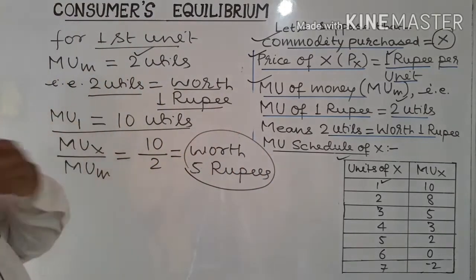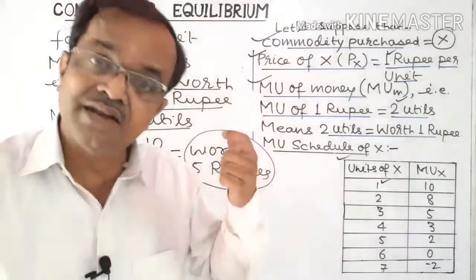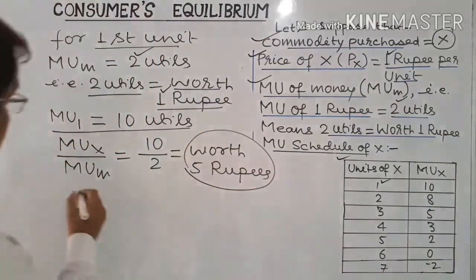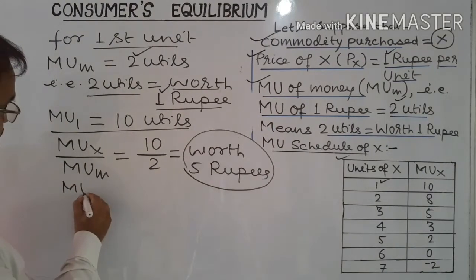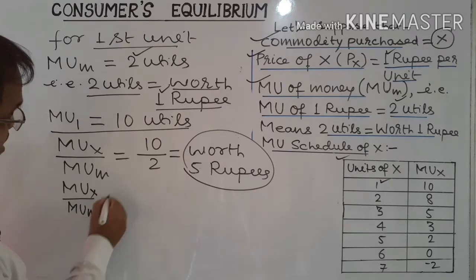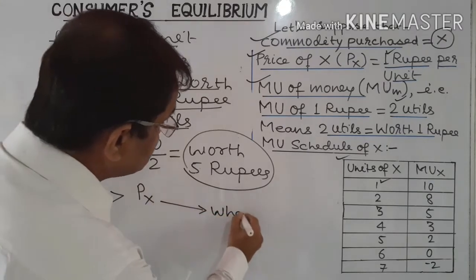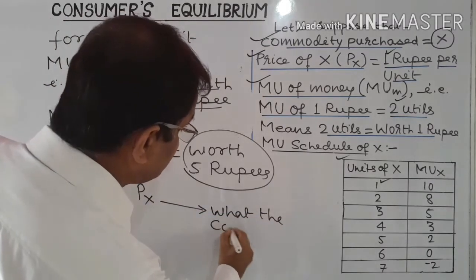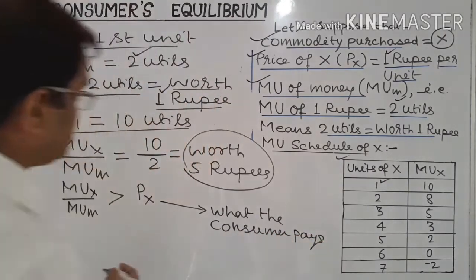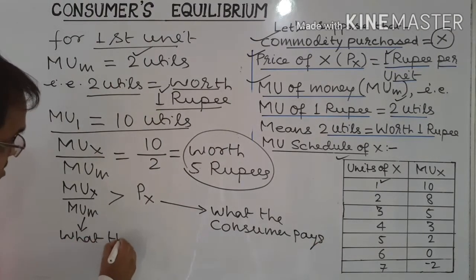And how much is the consumer paying? That is 1 rupee only. It means the price paid is less than the satisfaction that the consumer gets in terms of money. Here what do we observe? Satisfaction in terms of money, that is the ratio of marginal utility and marginal utility of money, is more than Px, that is the price paid. What is Px? What the consumer pays. What is the consumer paying? 1 rupee, only 1 rupee. And what does this ratio tell? What the consumer gets.